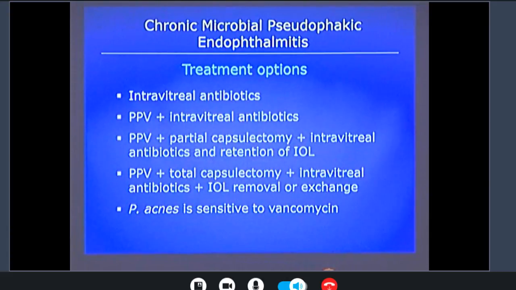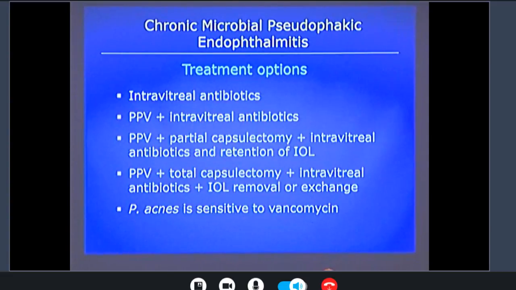Now, what are the treatment options? Very important. You can give only intravitreal antibiotics. You can do vitrectomy plus intravitreal antibiotics. You can do vitrectomy plus partial capsulectomy: you excise the part of the capsule containing the plaques, give intravitreal antibiotics, and keep the intraocular lens. Or you can do vitrectomy and remove the whole capsule, give intravitreal antibiotics, and remove the intraocular lens, or put in a new one.